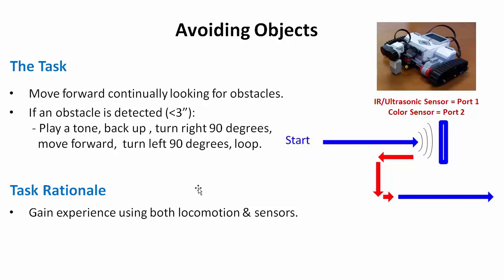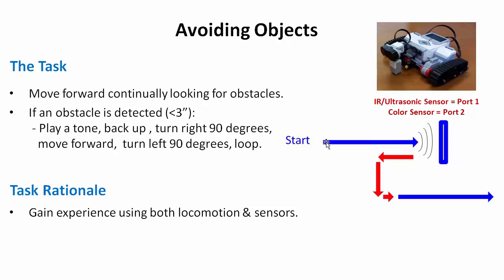So what we're going to do is create a program that is going to take our tracker and move forward. And as it goes, it's going to continually look using its IR sensor for obstacles. If there's not an obstacle, it just continues forward. If there is an obstacle detected, and we'll say about 3 inches, we are going to take an action. So we are going to back up for maybe a second. We're going to turn right, go forward for maybe a second, and then turn left, and then repeat.